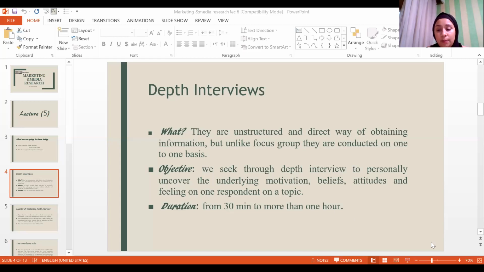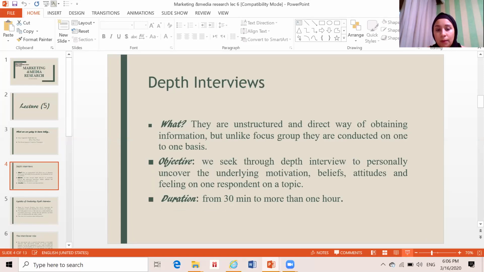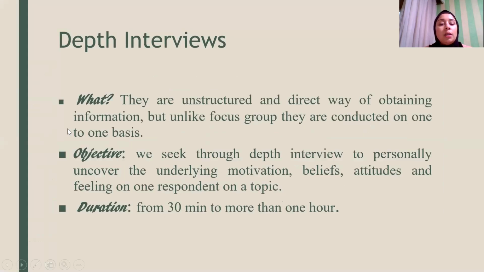Here, as you can see, let's make it full screen. Okay. Here, as you can see, what is a depth interview as a definition: they are an unstructured, direct way of obtaining information, but unlike focus groups, they are conducted on a one-on-one basis. The first part, they are unstructured. What do we mean by unstructured? Unstructured means that they don't have an order of questions.